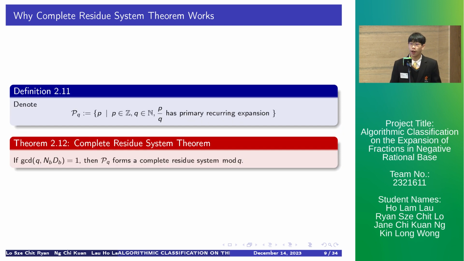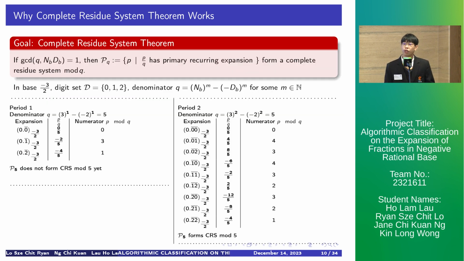We will also define the notation, cursive P, to be the set of numerators of PRE for a fixed Q. After defining cursive P, we will prove our goal, which is to prove the numerators form a complete residual system mod Q.